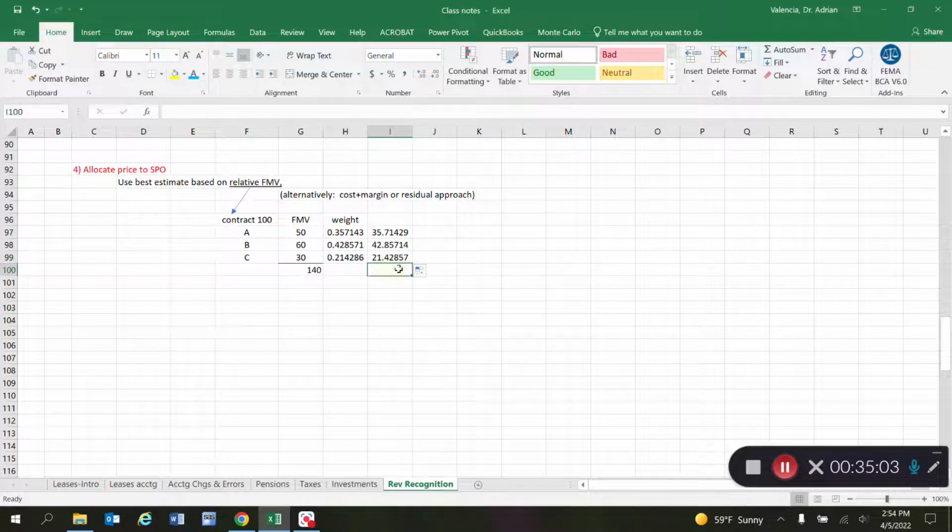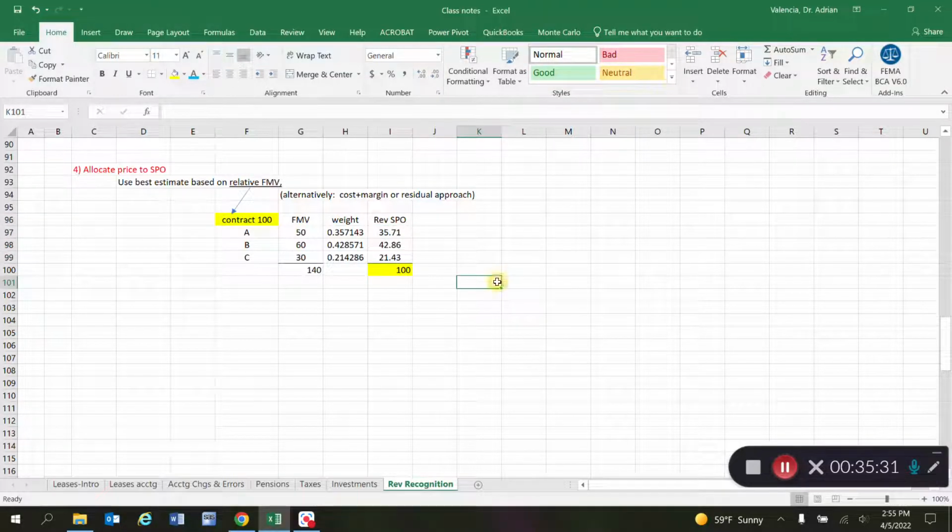So that when we allocate things in that manner, we will be allocating the $100 of the contract that we initially agreed to, okay? And that's the important thing. So just any method that would work, like the relative fair market value method I just used right here, gives you the amounts for each SPO. So revenue for each SPO, that's the amount right there.